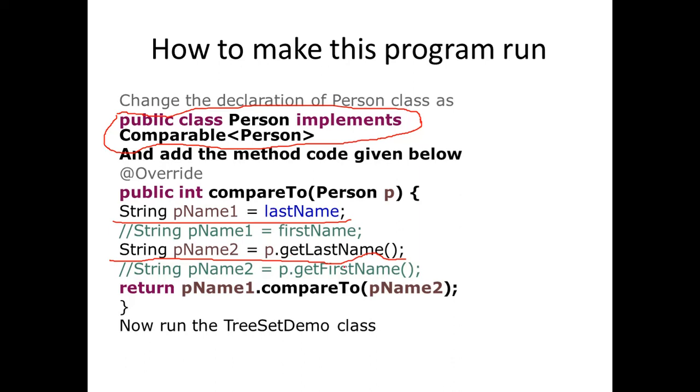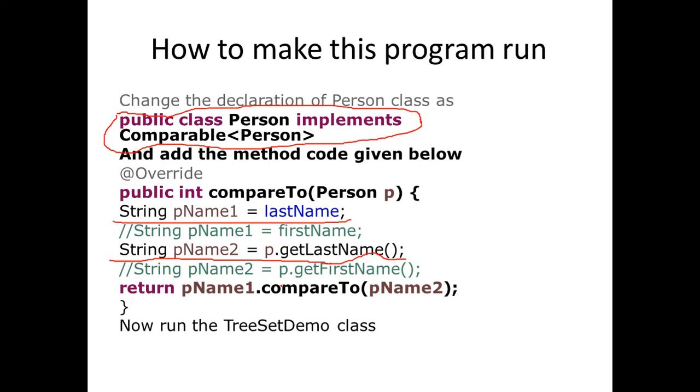You are going to compare lexicographically the last name of the object on which you are calling the method compareTo and the last name of the argument which you have passed through the method argument of compareTo. So what is it that you will be returning? You will be returning pname1.compareTo(pname2).